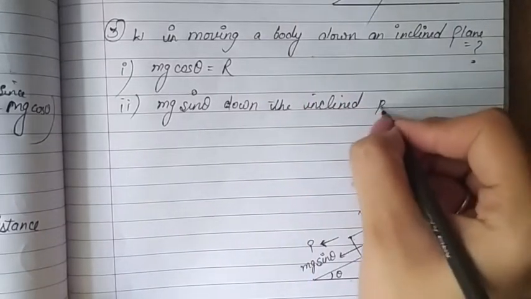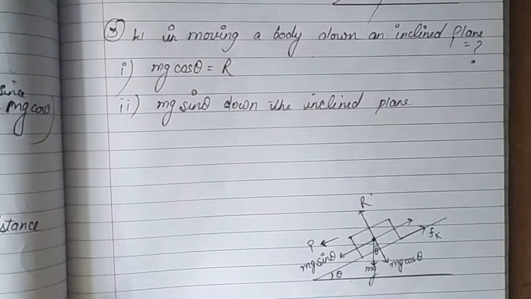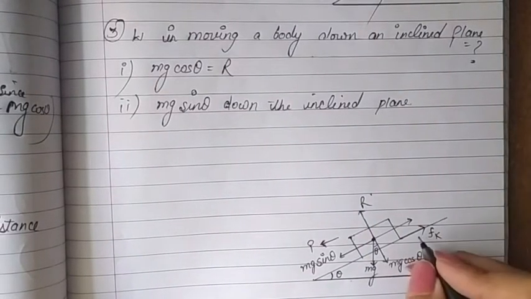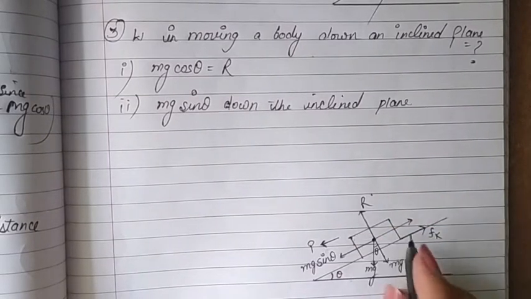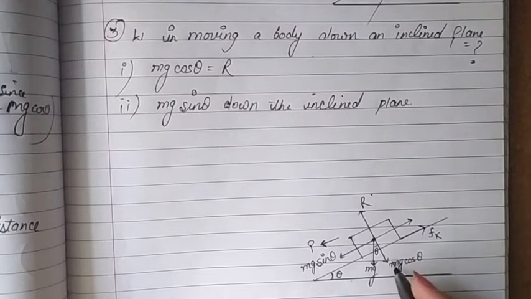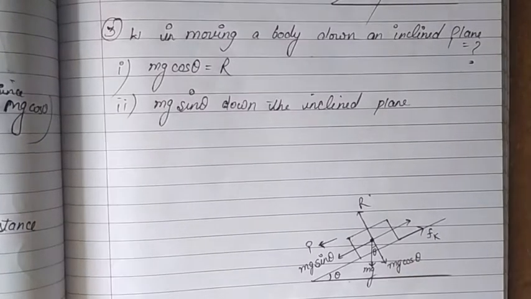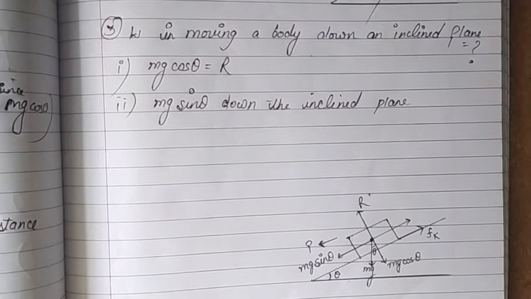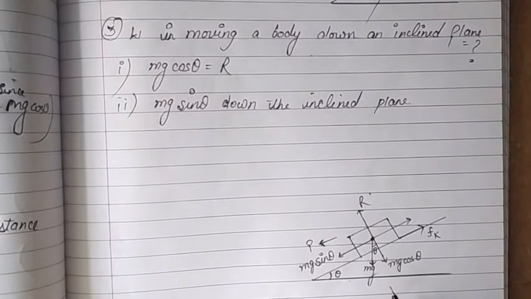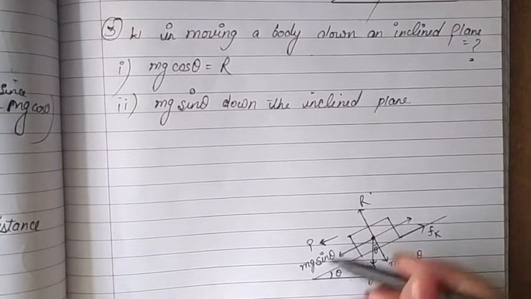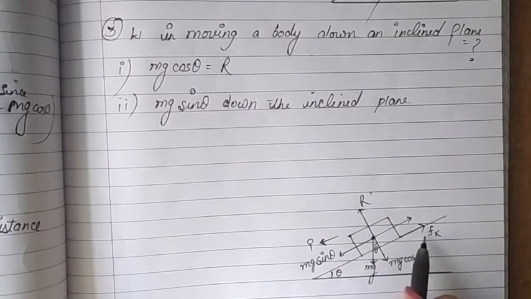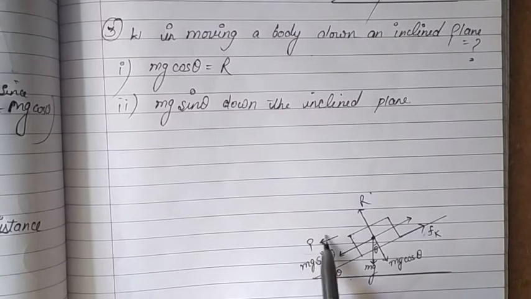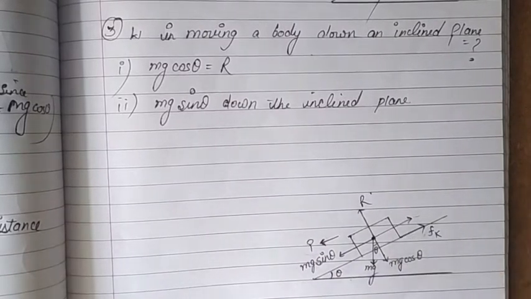Now the friction force Fk acts up the inclined plane, because we are trying to move the body in the downwards direction, so the friction will act in the upward direction. So Fk acts up the inclined plane, and the applied force needed to just move the body down the inclined plane must be the difference of these two. This is downwards and this is upwards. So the difference of these two forces, mg sin theta and Fk, should be the value of P, then the body just starts to move down.